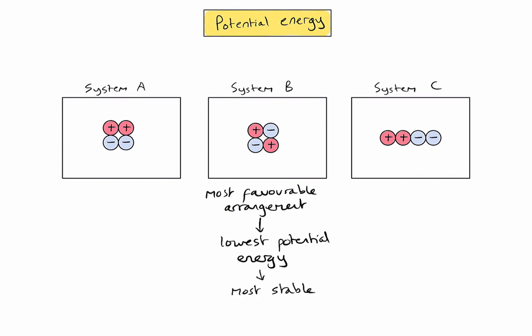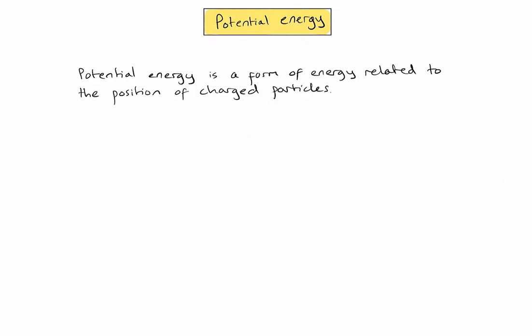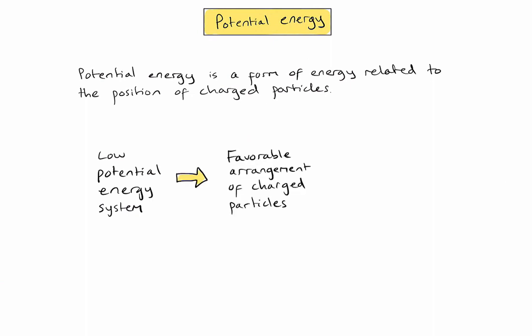Let's briefly summarise the key points from this video. Firstly, potential energy is a form of energy related to the position of charged particles in a system. A system with low potential energy is one that has a favourable arrangement of charged particles. And this kind of system we would describe as being stable.